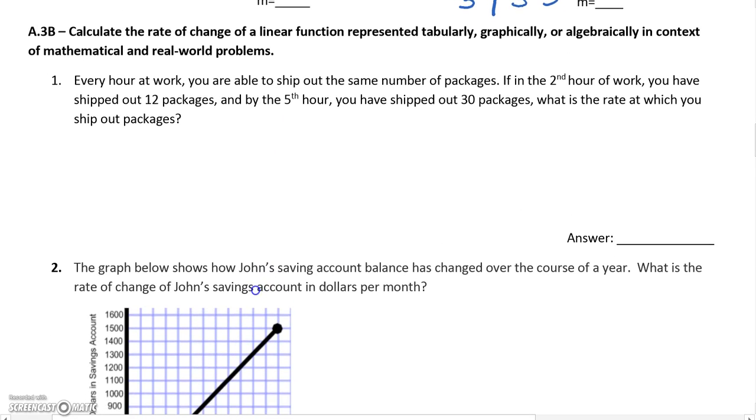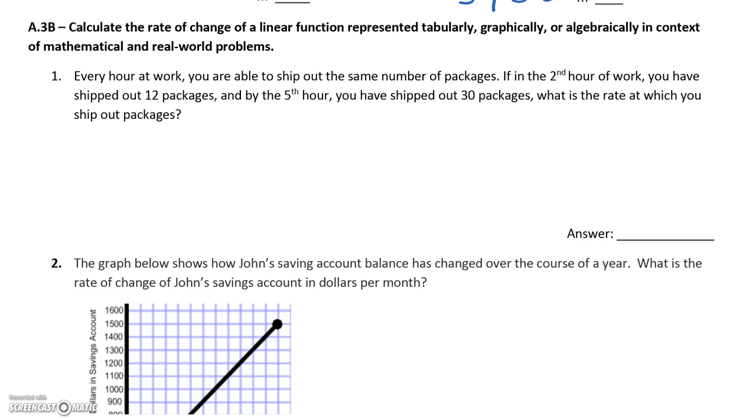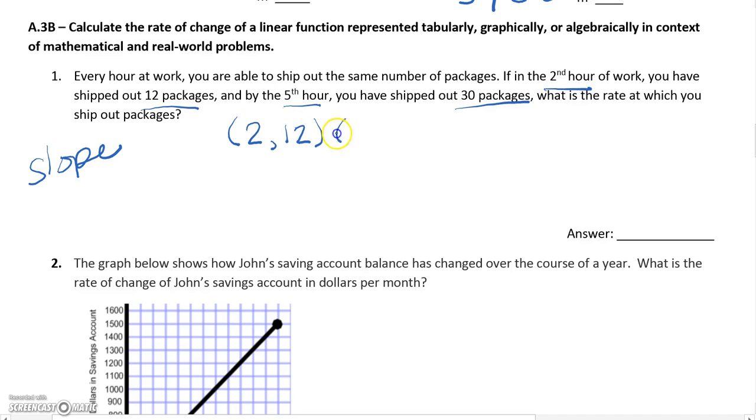Okay, next one. Every hour at work, you're able to ship out the same number of packages. If in the second hour of work, you've shipped out 12 packages, and by the 5th hour, you've shipped out 30 packages, what's the rate at which you ship out packages? So this is basically asking us for the slope. So first, you would make your point. So in the second hour, it's 12 packages, and in the 5th hour, it's 30. So now you can use your slope formula again.